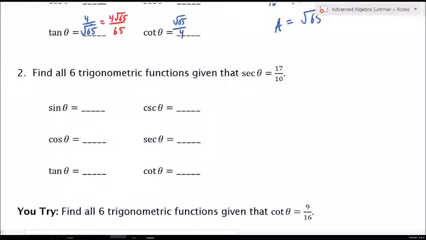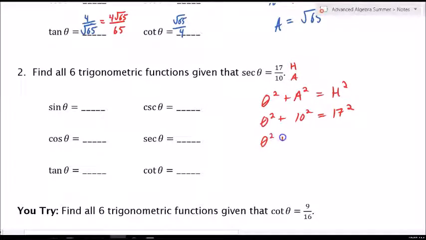Alright, so let's think what we know here. I see secant is by cosine. It's the reciprocal, so this is actually H over A. So I don't know my opposite. So if we go ahead and plug in here, and then 17 squared gives me 289.